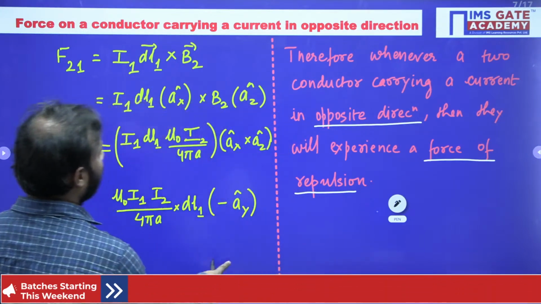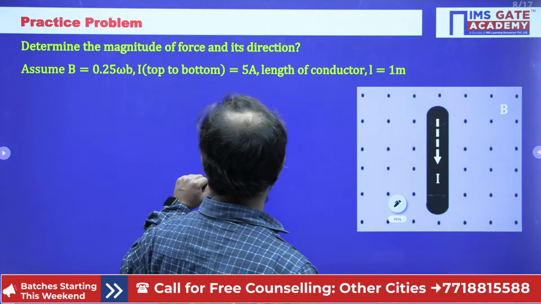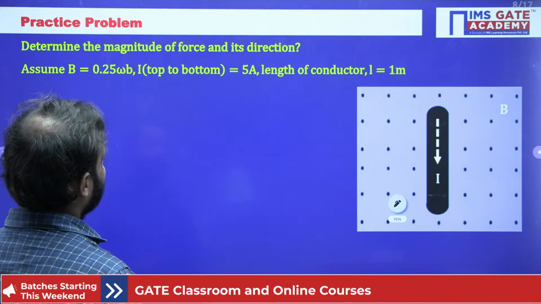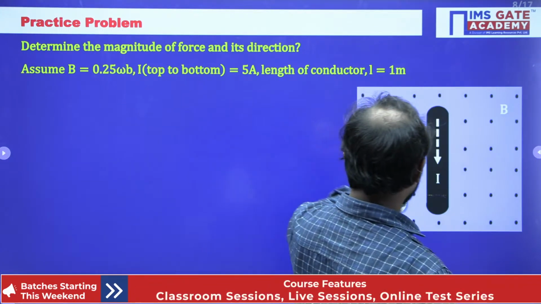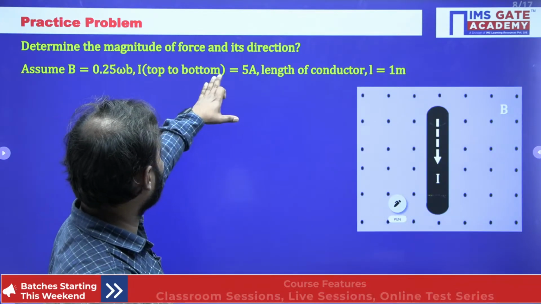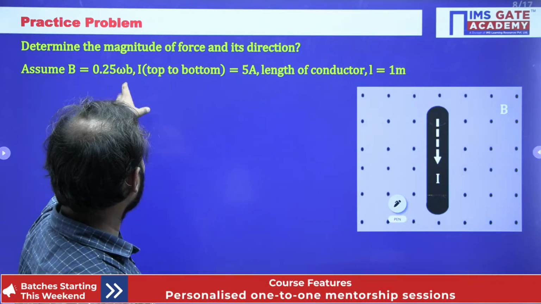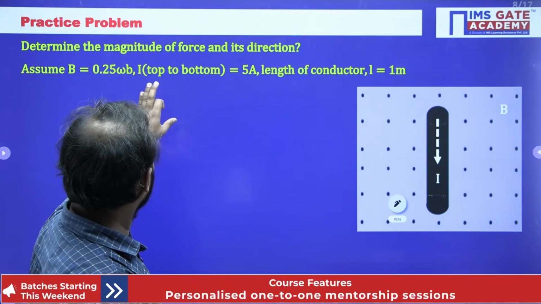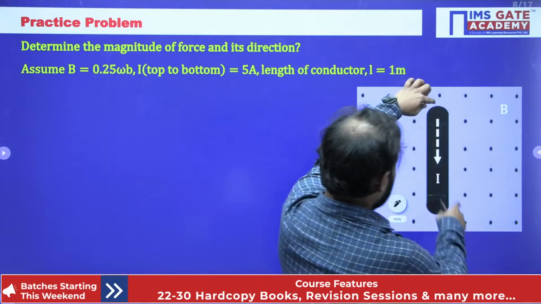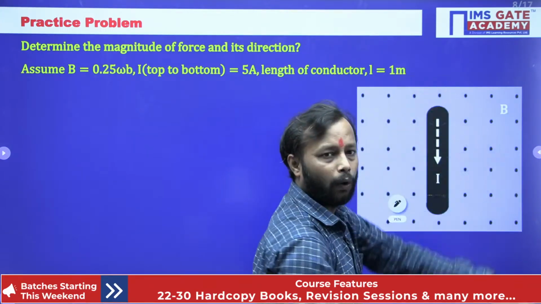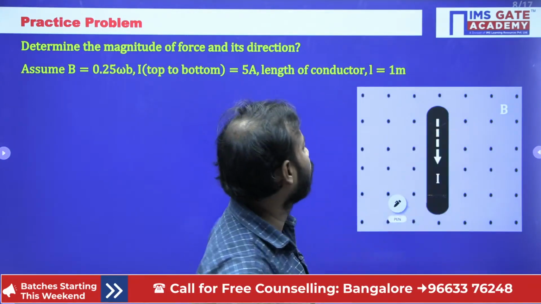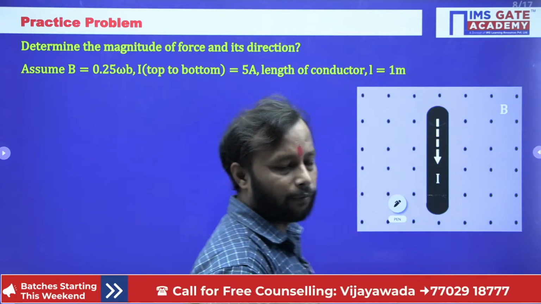All right, let us move ahead with the next part, which is a practice problem. This is the one problem which I kept here. Determine the magnitude of force and its direction. Assume B is 0.25 Weber, current from top to bottom, and the length of conductor is 1 meter. This is a conductor, and the magnetic field B is outward. So first we need to find the magnitude, and after that we need to find the direction.